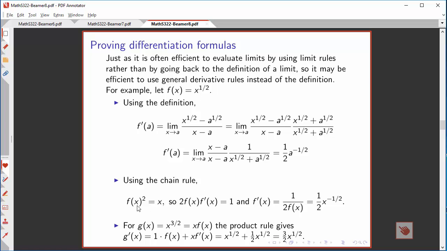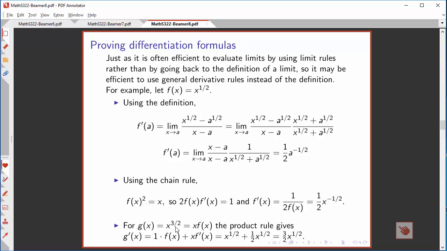The square root function has the property that its square is the identity function. So f of x squared equals x. We differentiate both sides. Applying the chain rule on the left, we get 2 f of x, f prime of x. On the right, we differentiate the identity function f of x equals x to get 1. Solving this for f prime of x, we find that f prime of x is 1 over twice f of x, or the derivative is 1/2 x to the minus 1/2 in one line instead of two.